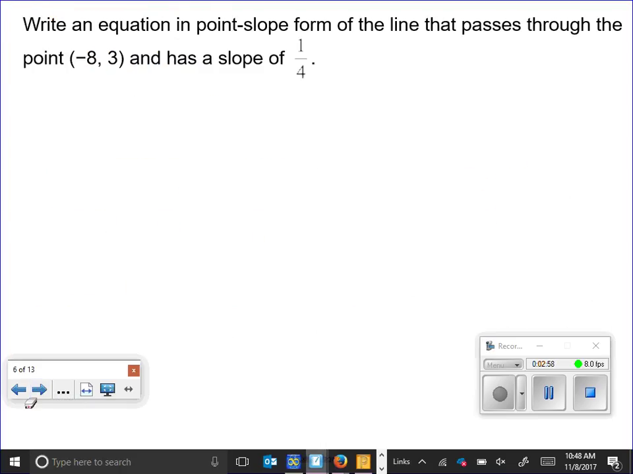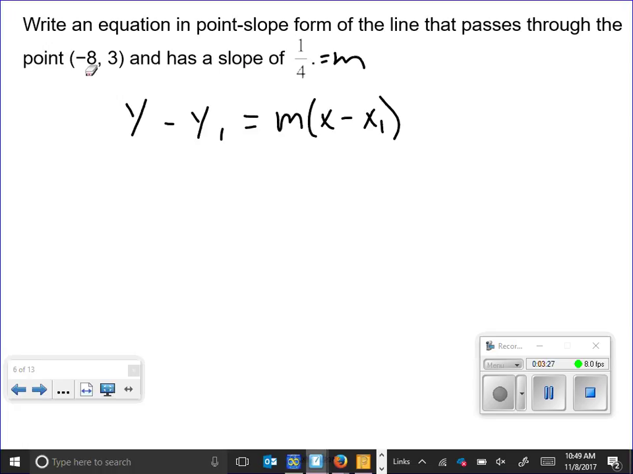So let's look. It says, write an equation in point slope form of a line that passes through the point -8, 3, and has a slope of 1/4. So we're going to put it into the formula y minus y1 equals m times x minus x1. So what we have here, this is my slope, so that's going to be m, and then we have a point, so we have x1, y1. So now we're just going to plug them into those spots.